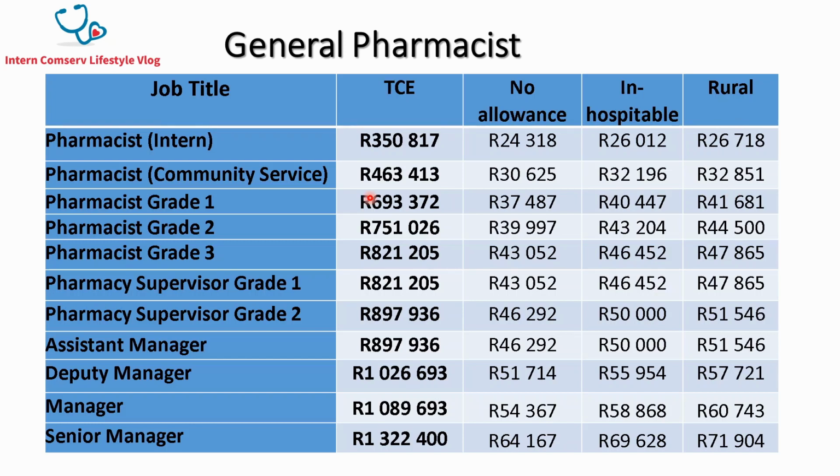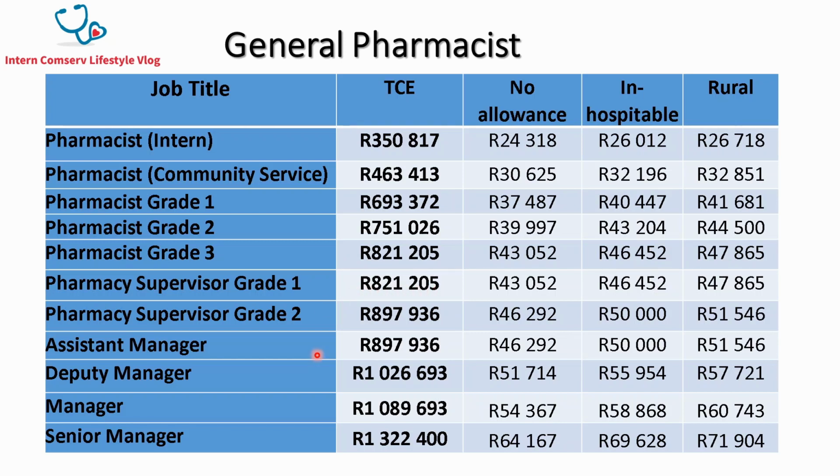As a pharmacist grade 1, 2, and 3, you earn between 693,372 to 821,205. Here you would have to contribute to pension, as these are not contract posts, and without an allowance you earn 37,487 and 40,447 with the inhospitable and 41,681. As a pharmacy supervisor with 3 years of experience, you can move on to 821,205. As you can see, the pharmacist grade 3 and a pharmacy supervisor earn the same starting salary.